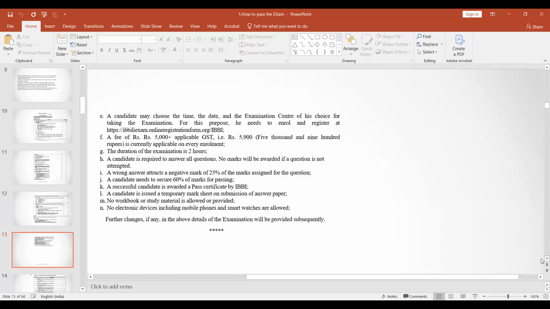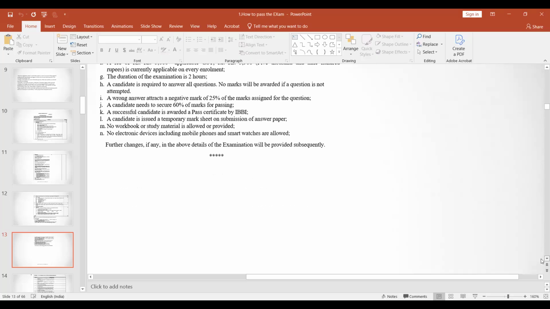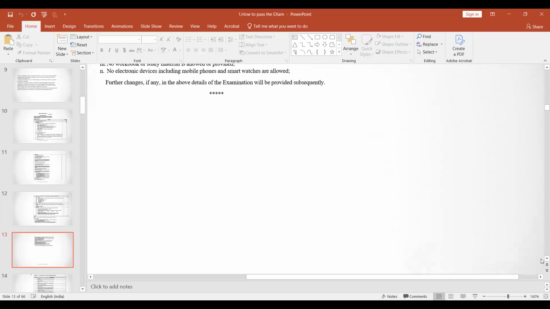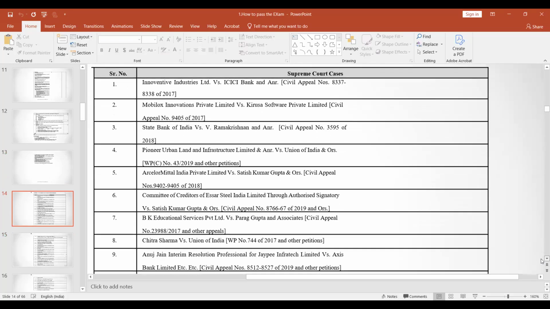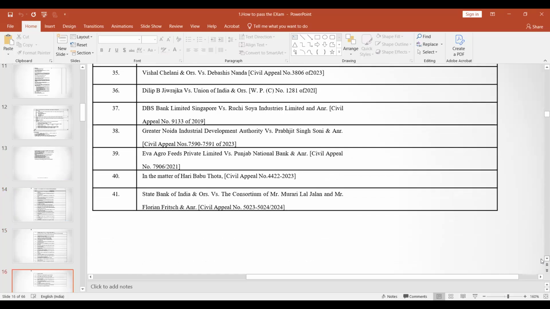Examination, you all know, is being held on a daily basis. Every time you have to pay a fee of 5,900 rupees. Duration is 2 hours and for a wrong answer, there is negative marking also. You have to secure at least 60%. If you are not able to pass the exam, then with a gap of 21 days, you can again appear in the examination. This is the list of case laws which we'll be going through.